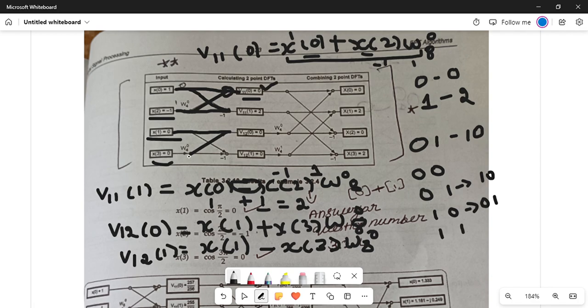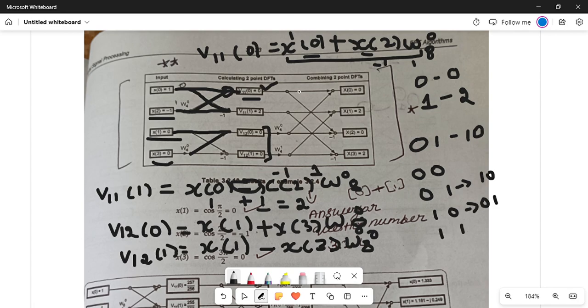From this x3 of 0, one diagonal line comes and joins the x1 of 0 line. So what happens then? This x1 of 0 is your value 0, plus this x3 of 0 into omega 4 to the power of 0. So you completely get it as 0 because these two were 0, right?